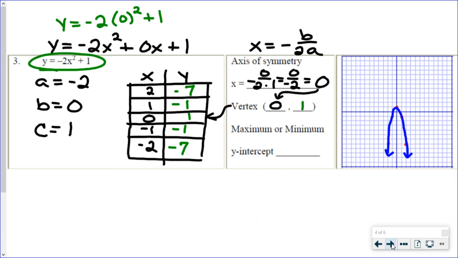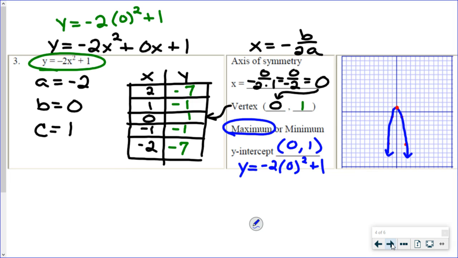Okay. And remember, this dot here is my vertex. That's where it changes from going up to down. So that point is a maximum because it never goes higher than that. And last but not least, my y-intercept is when x equals 0. So when x equals 0, in your original equation, what do you get for y? 1. And if you look on the graph there, you can see that is our y-intercept. We've used the y-intercept before, okay?